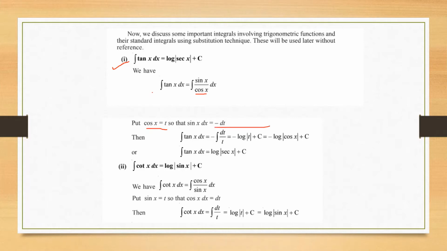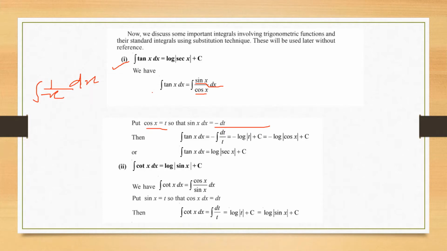Why am I taking the minus sign to the other side? Because here my function has sin x dx, so I should be very careful about the signs. So now the function changes, and sin x dx can be written as minus dt upon t. Now this has become a function like 1 upon x dx. So you know how to integrate 1 upon x dx? It is log mod x.